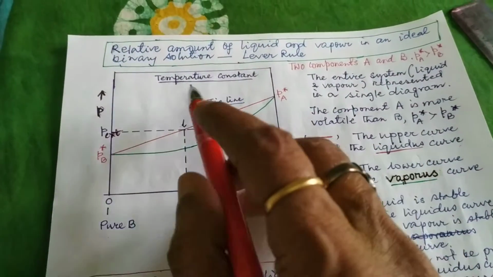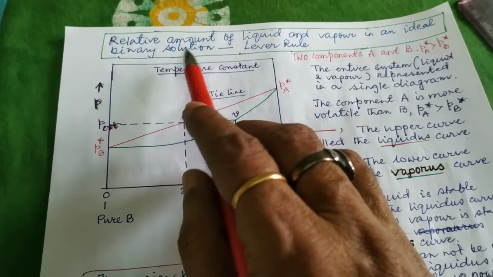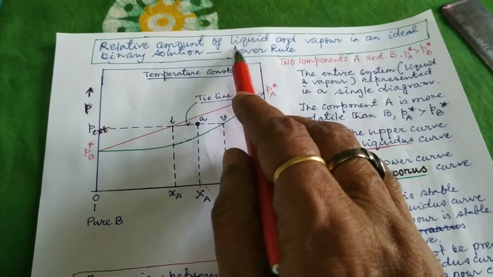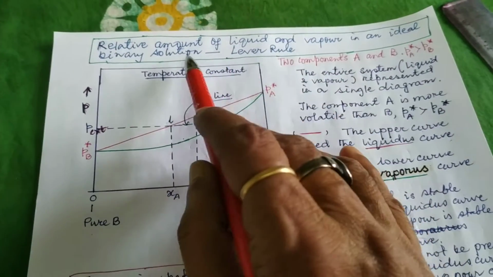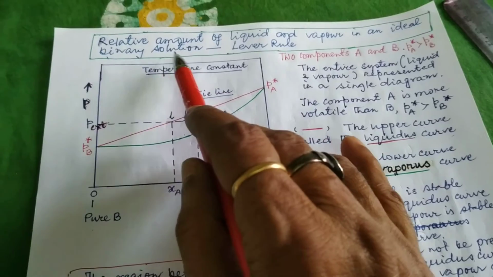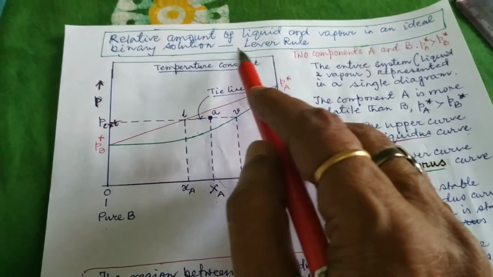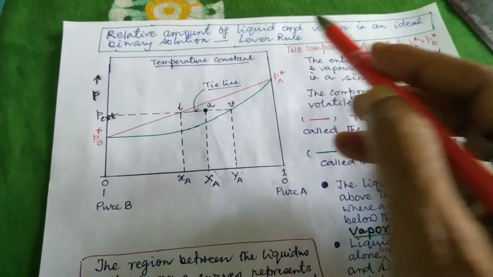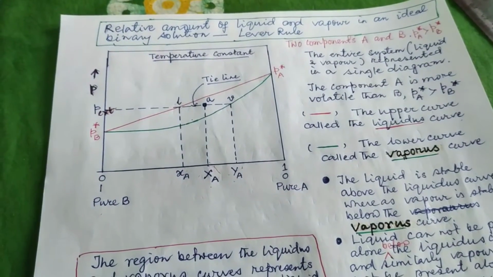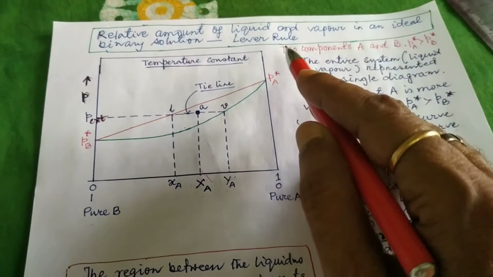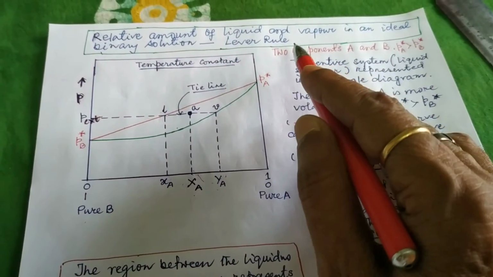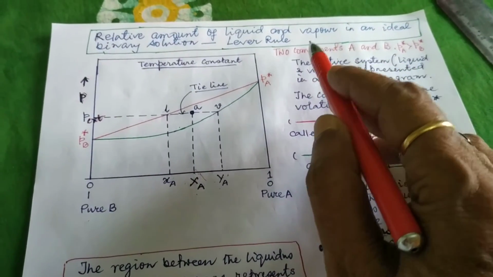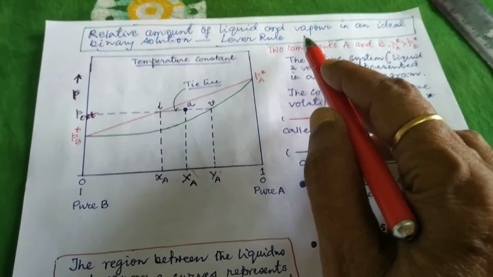Students, today we will be discussing the relative amount of liquid and vapor in an ideal binary solution. That is, we will discuss the lever rule. First, we will discuss the lever rule qualitatively. Then we will go for the quantitative derivation of the lever rule.